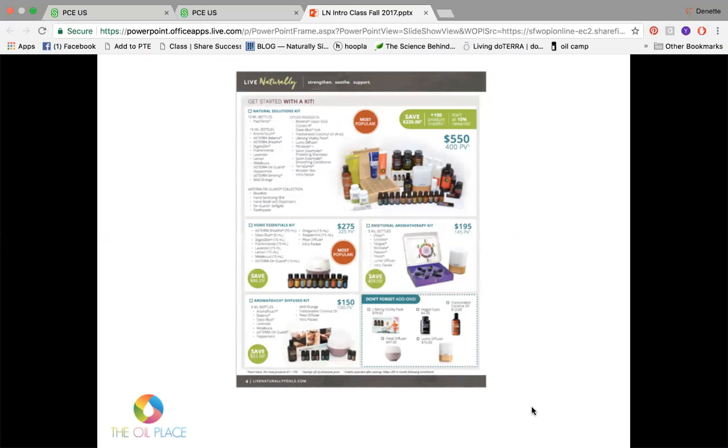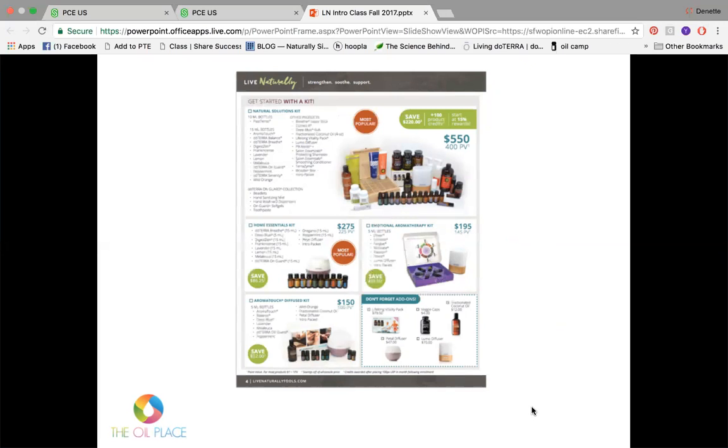But what doTERRA has done is they have put together kits that are going to help take away some of the confusion as to how to get started. A couple perks of getting started with the kit is your $35 membership fee is waived. You don't have to pay for that. There is additional savings. And then with some of the larger kits, you actually can earn a product credit and get free points to purchase products.